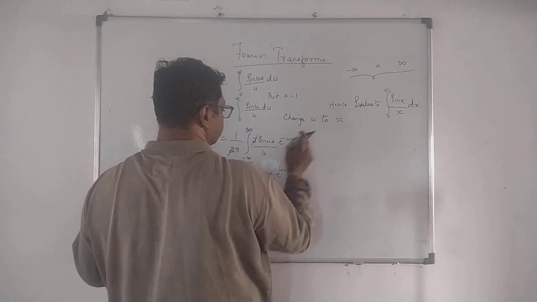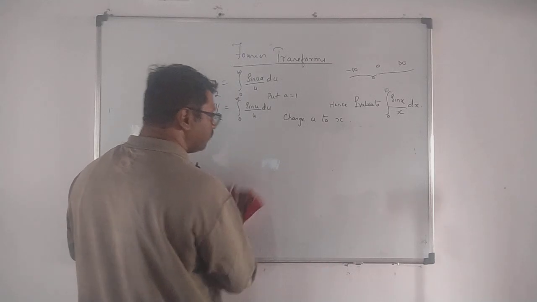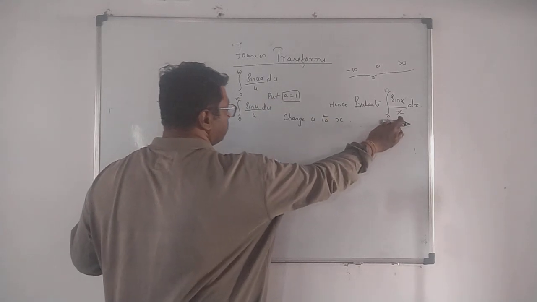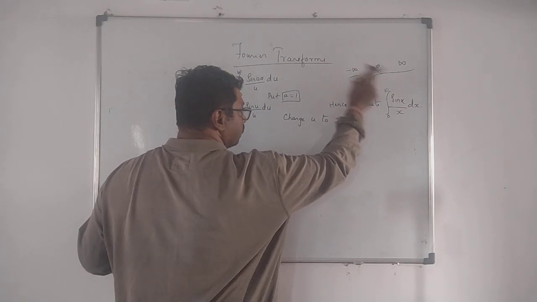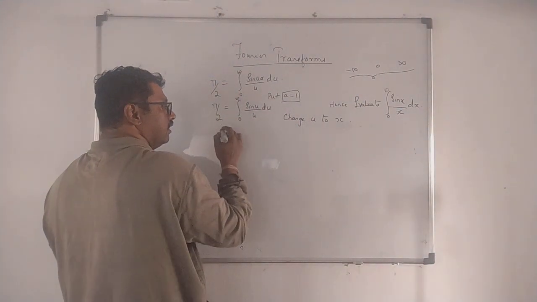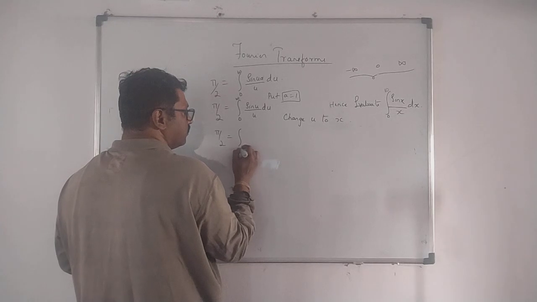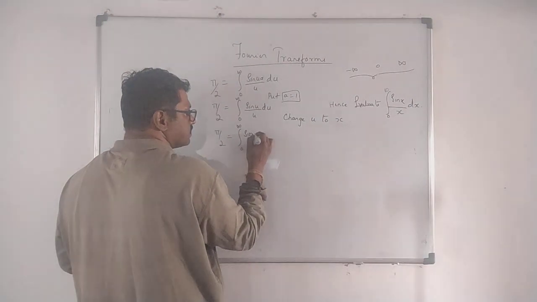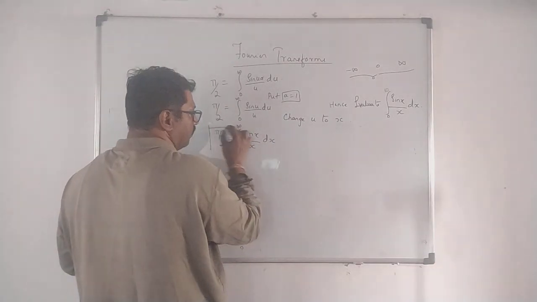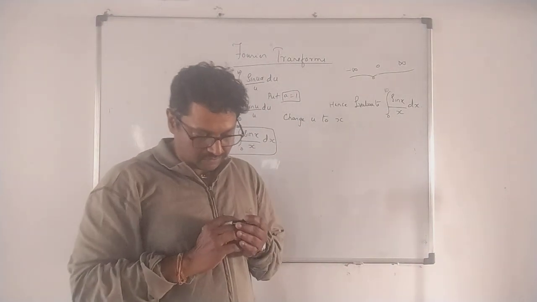So, change u to x now. Simple. After changing, what happens? After putting a equal to 1, this problem has told us there is no coefficient called a here. The coefficient of x is 1 here, so I am putting a equal to 1. Then changing u to x, pi by 2 is equal to the integral from 0 to infinity of sin x by x dx. So the value of this is pi by 2. This is how to solve the problem.